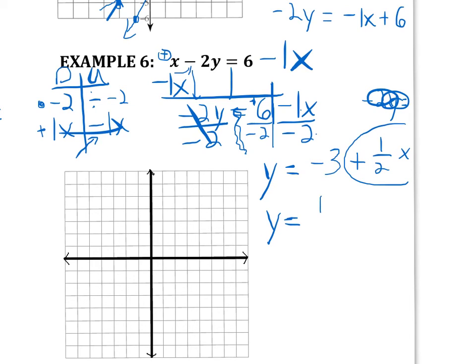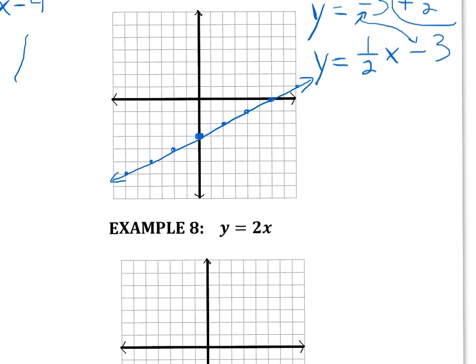positive 1/2 x. And then what's the sign on my 3? Negative. So it would be minus 3. And you guys really should in your notes make sure you show where we're getting these signs from. Now you have just a regular slope-intercept equation that you can graph. So go ahead and graph that. Hit pause and I'll have the answer when you're done. Okay, that is what you should have. y equals 1/2 x minus 3.